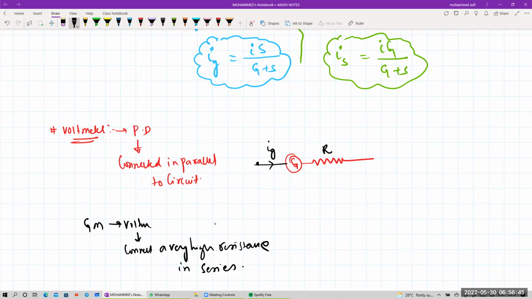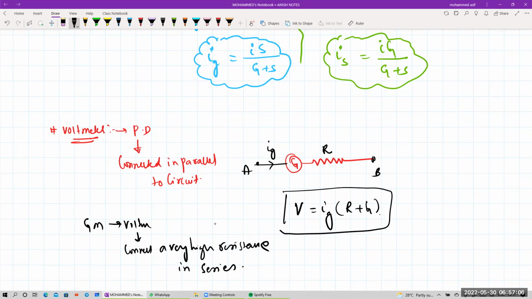Yes, sir. Look, this is a galvanometer. To convert this galvanometer into a voltmeter, we connect a very high resistance in series. This is terminal B, this is terminal A. The total current is in the series combination, so I can write V is equal to Ig into R effective, that means R plus G. Yes, sir. So the potential can be calculated like this.